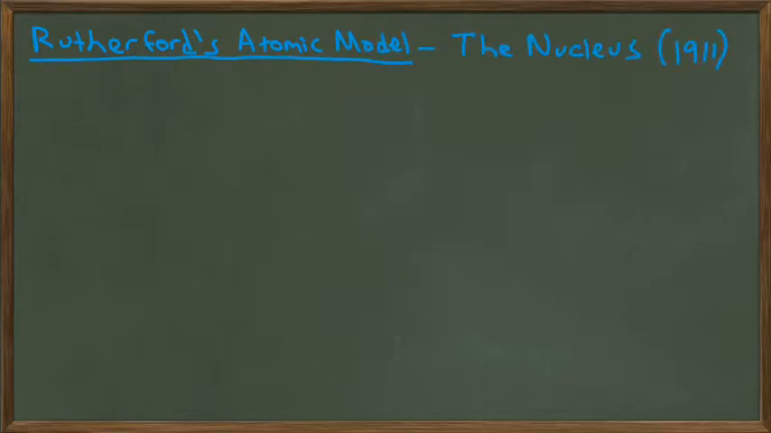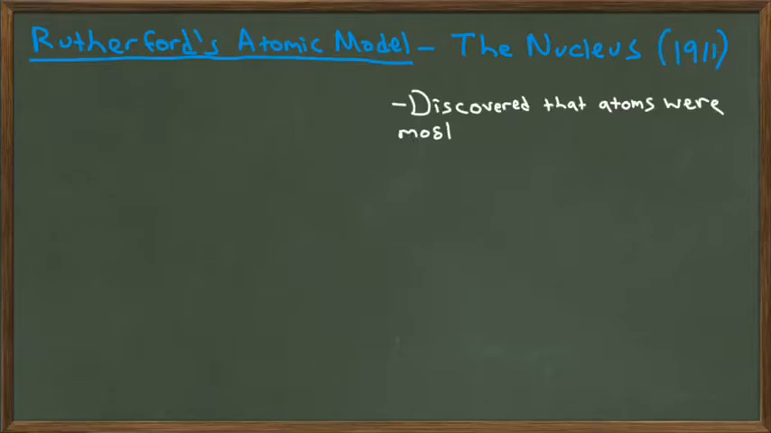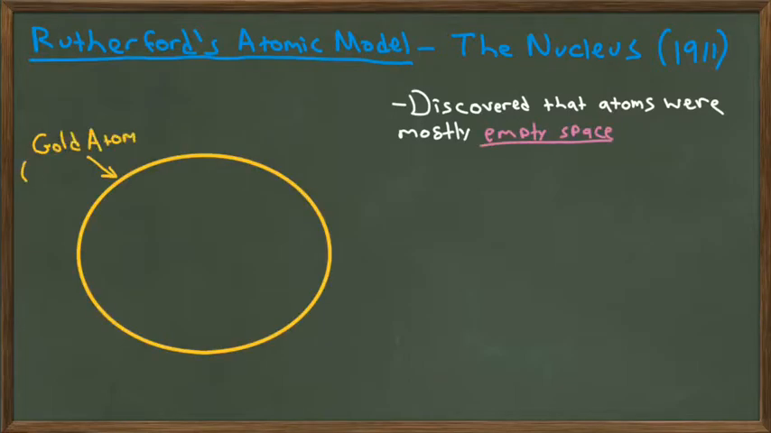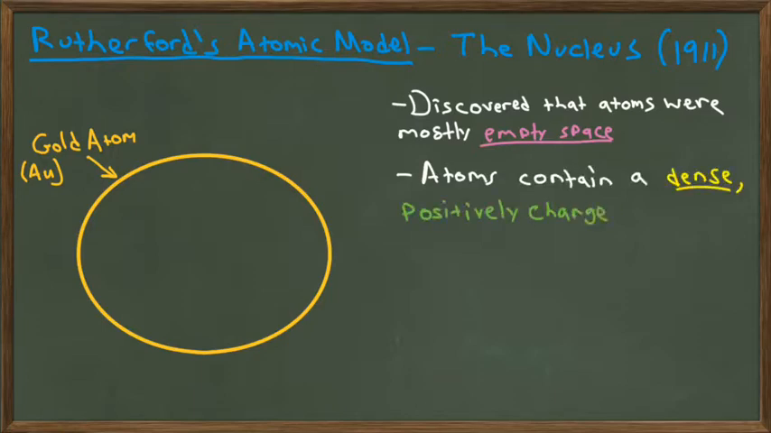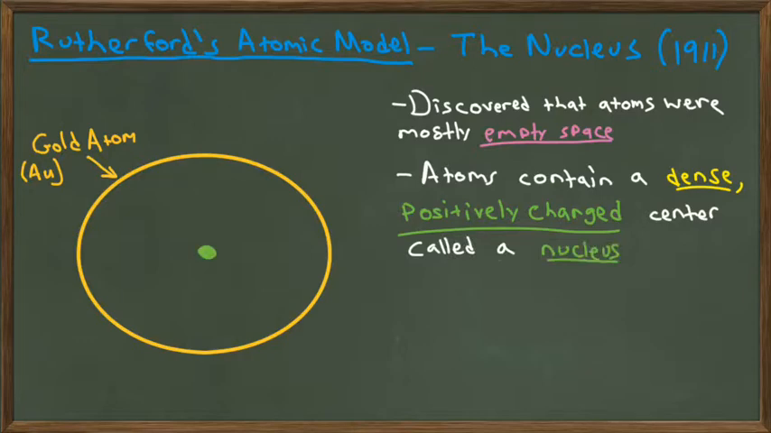Then we have Rutherford's atomic model. This was extremely important and changed the whole game of chemistry. So the big discovery here was the nucleus, and this came around 1911. So Rutherford discovered that atoms were mostly empty space. This is revolutionary compared to the previous 2 atoms. The previous 2 models showed that the atoms were dense, but now Rutherford discovered that they were mostly empty space. He also discovered that atoms contain a dense, positively charged center, which he named the nucleus.